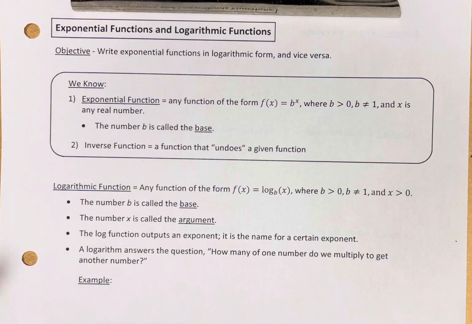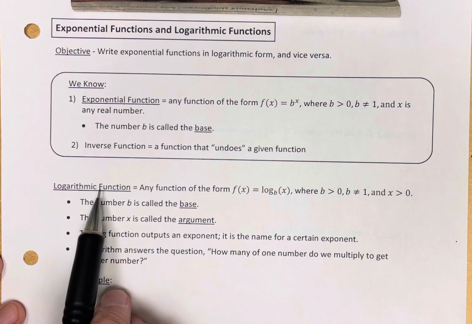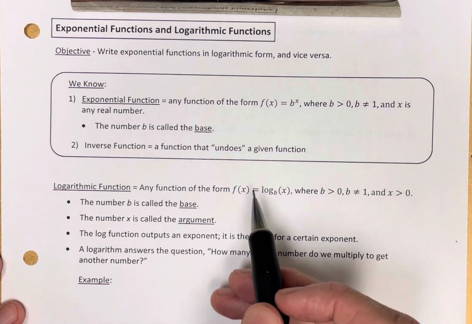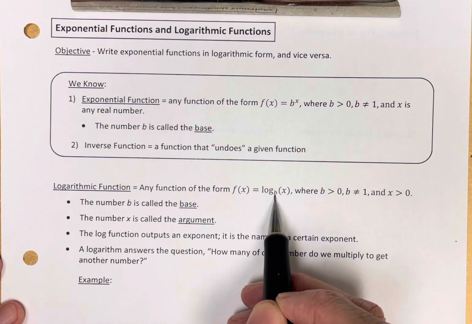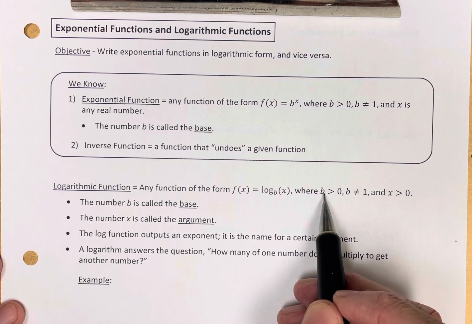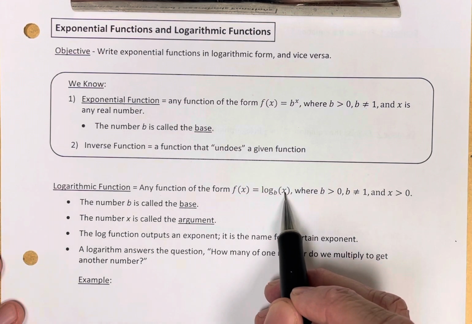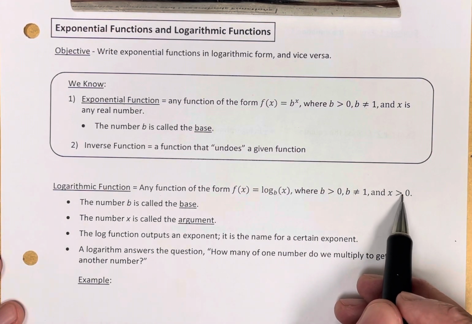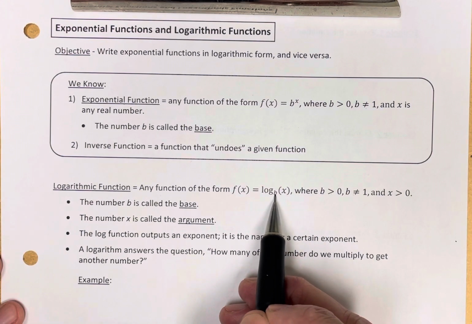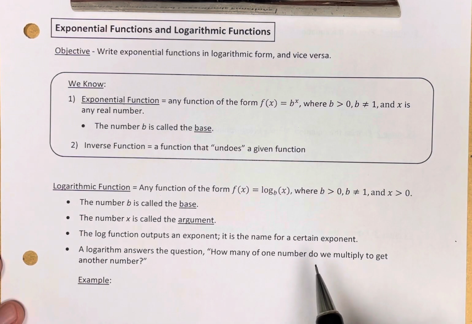Obviously we haven't defined a logarithmic function yet, so let's define that. A logarithmic function is any function of the form log base b of x, where b, the base, is positive but not equal to 1, and x, which is called the argument, is also positive, greater than 0. So this is b, the base. It's positive but not equal to 1. And this is the argument x, and it's also positive in the logarithmic function.